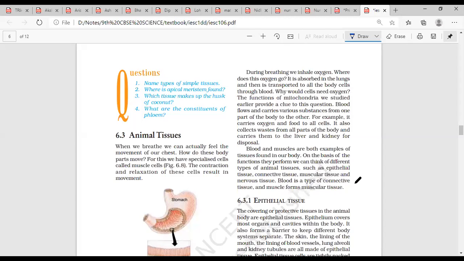So the outer protective covering of all organs, even the cavities, the outer linings, are made up of epithelial tissues. Are you able to understand where these epithelial tissues are present? It is exactly a similar structure as our house walls.